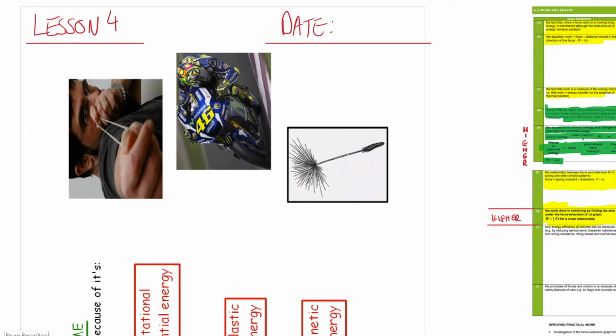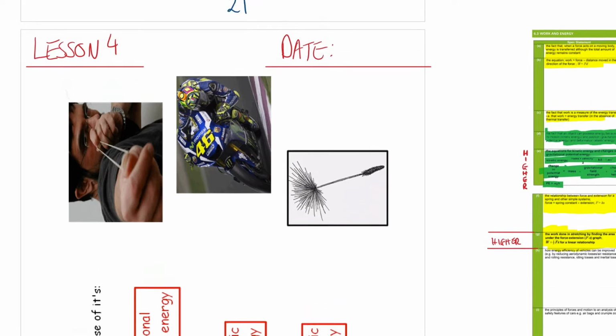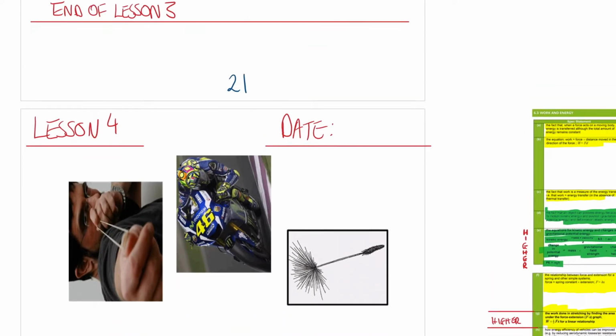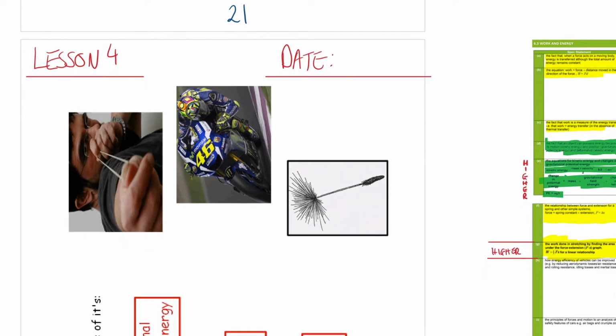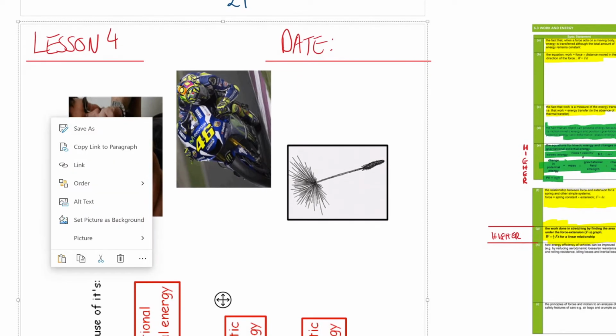This is lesson 4 from the Work and Energy booklet. At the end of lesson 3, we finished page 21, so we start in on page 22 today. So please turn on to that page and just put at the top of the page lesson 4 and the date.